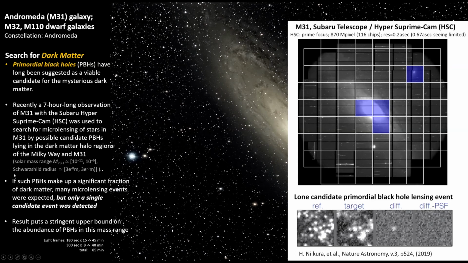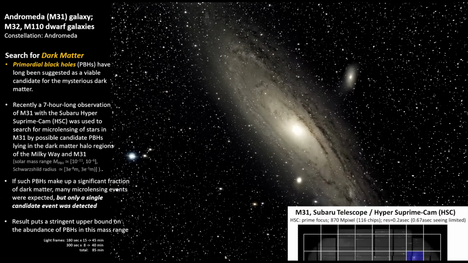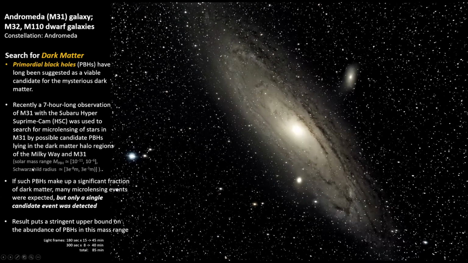A couple other things of interest, so that you have a better feel for the meaning of this experiment. The solar mass range that they were looking at was between 10 to the minus 11 and 10 to the minus 6. So 10 to the minus 6 solar masses is about the mass of the Earth. 10 to the minus 11 is way, way smaller than the mass of the moon. So that's the size of these primordial black holes that they were looking at.